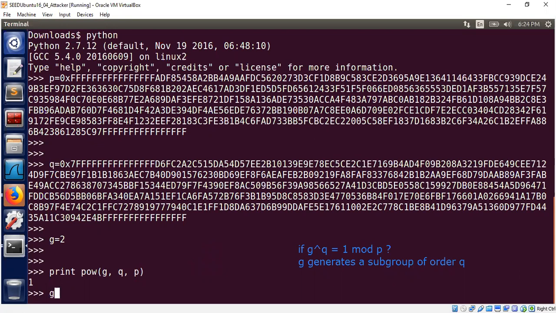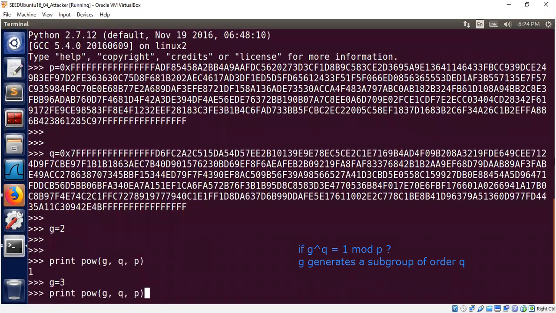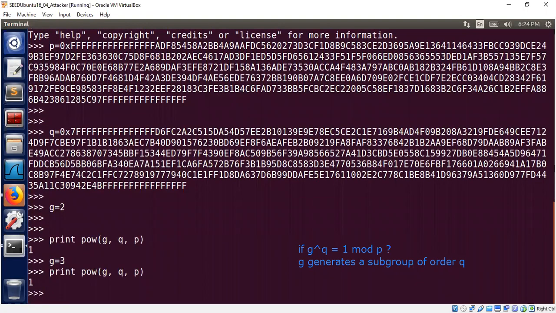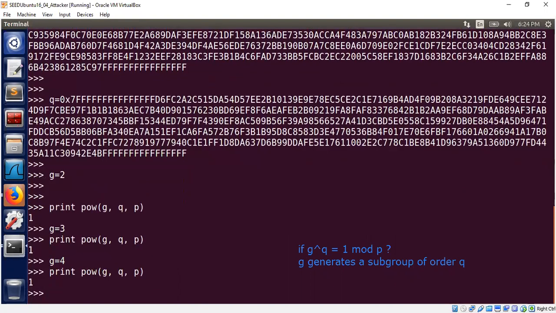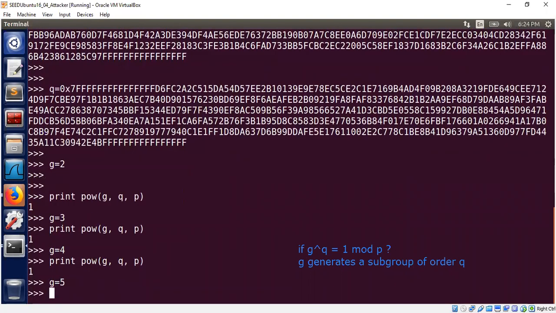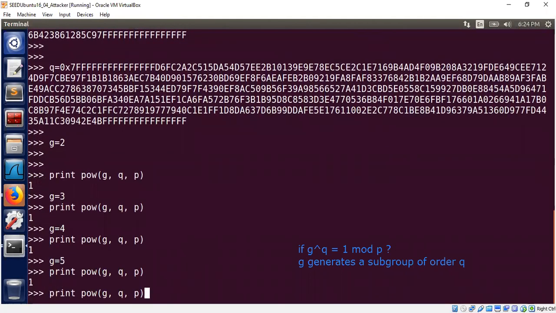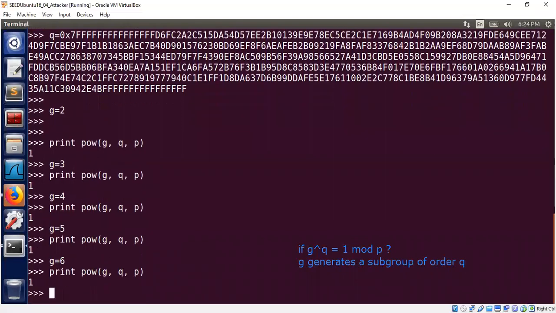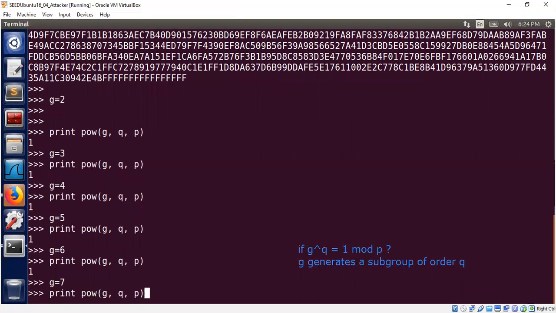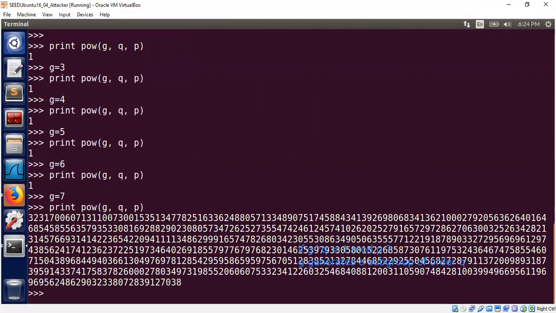What about G equal to 3? If we do that, 3 is also a generator of a subgroup. We can use 3 as well. What about 4? We can try that. Yes, we can use 4. What about 5? 5 also generates the same subgroup. What about 6? Same subgroup. What about 7? Aha, 7 is not generating the subgroup of order Q.